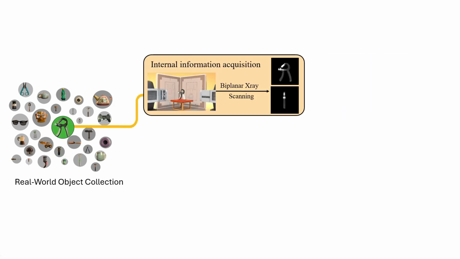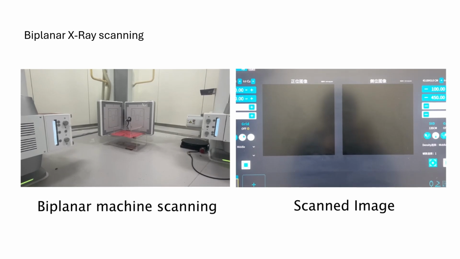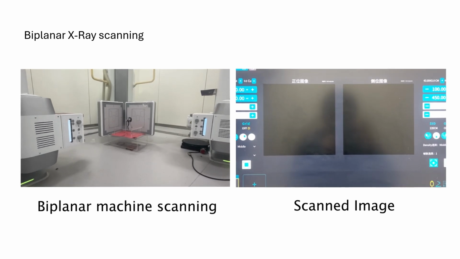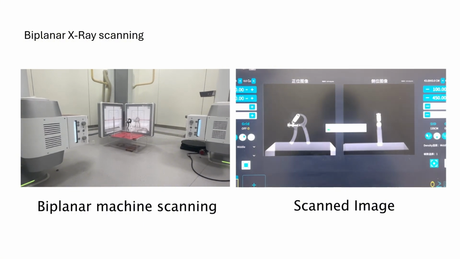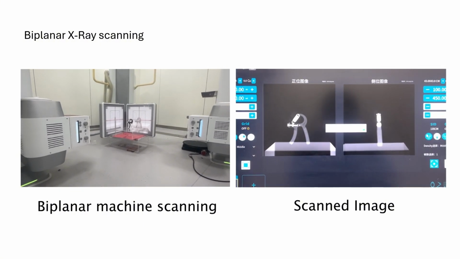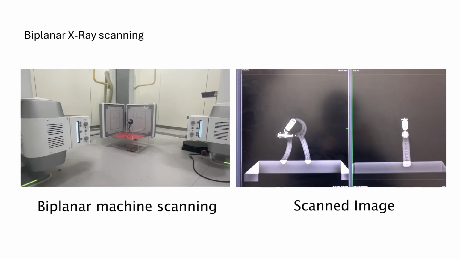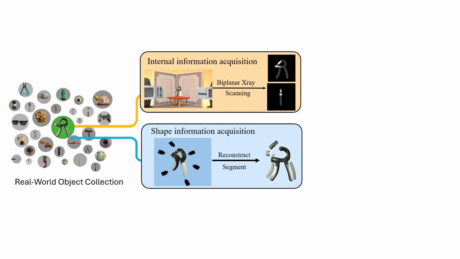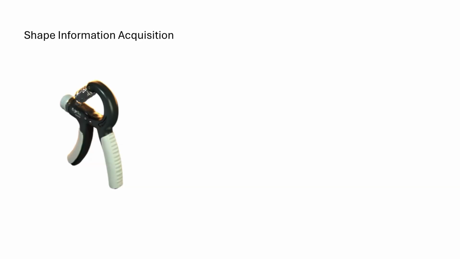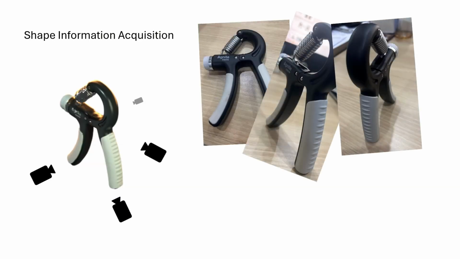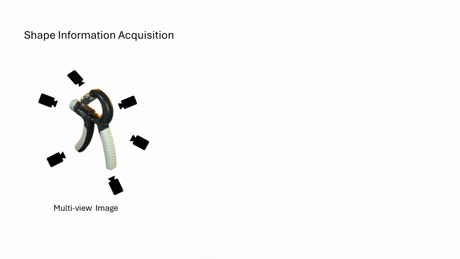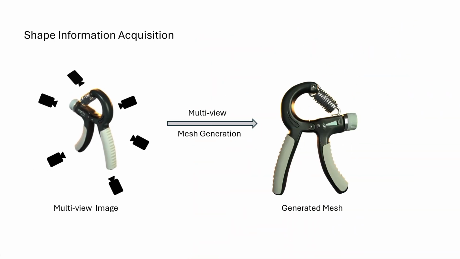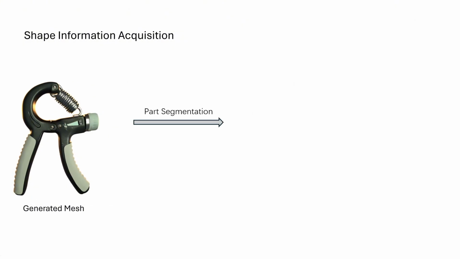After object collection, we use a biplanar X-ray machine to capture its real X-ray image. We can get two orthogonal X-ray images in less than 10 seconds. We then take multi-view images and use a 3D generative model to generate the corresponding mesh and then segment it into parts.